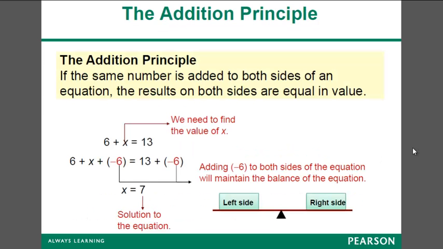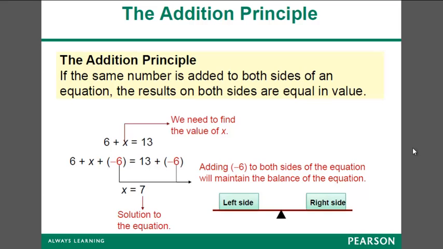The addition principle says if the same number is added to both sides of an equation, the results on both sides are equal in value. So it doesn't matter what I add to each side of the equation. As long as I add it to both sides, I'm still okay. Whatever I do to one side, I have to do to the other.